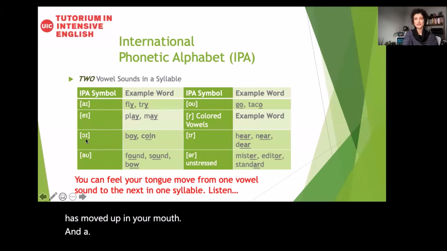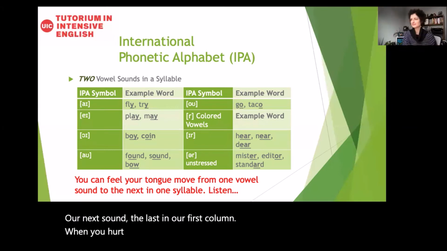All right, let's look at our third sound. Oi, oi, like in the word boy and coin. Our next sound, the last in our first column, ow, like when you hurt yourself. Ow, that hurt. Like the word found, sound, bow.